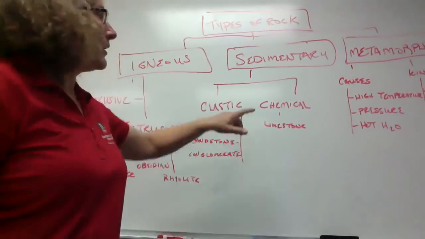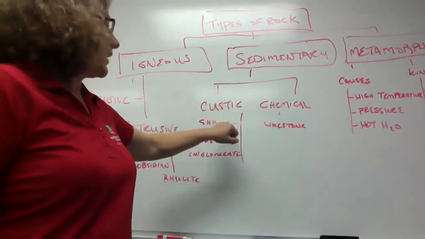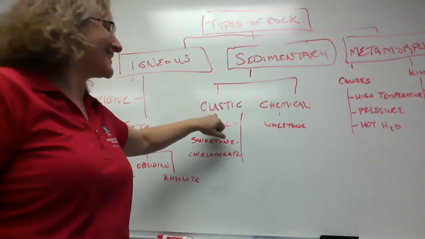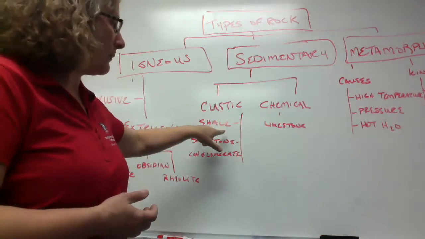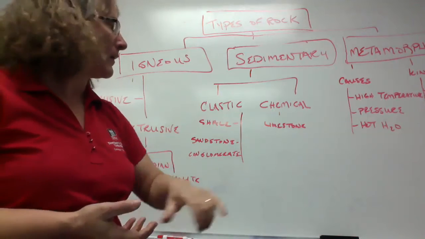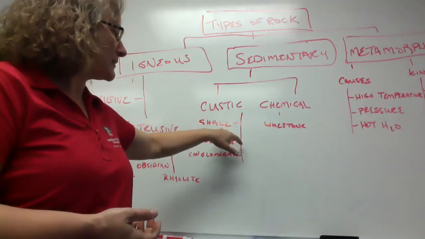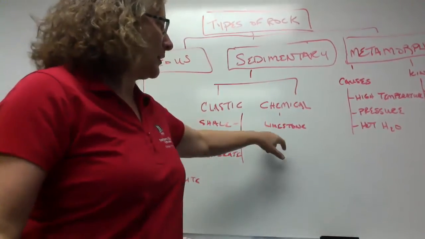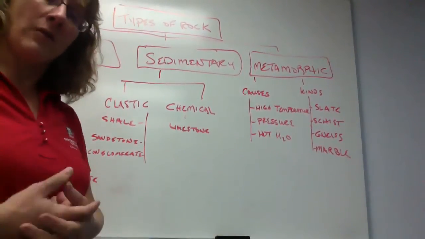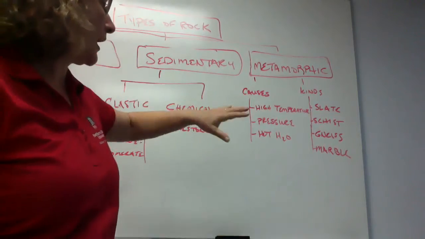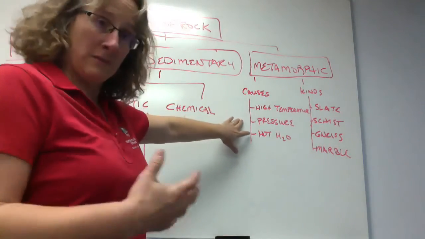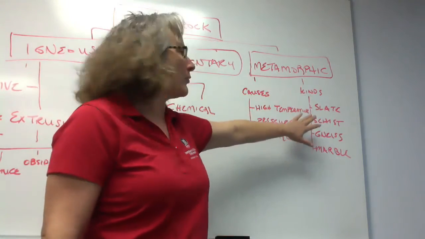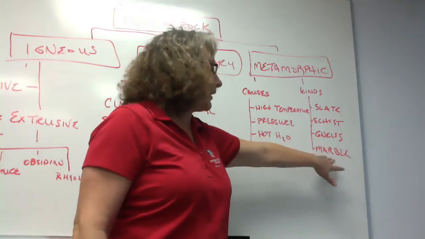They talked about the two primary kinds of sedimentary rock. The clastic kind, like plastic but with a C, is when particles are part of the rock, in small, medium, and large sizes. Chemical is when there is a chemical reaction, primarily limestone. Metamorphic rock, as we know, is based on change and caused by high temperatures, significant pressure, and hot water. The primary kinds of metamorphic are slate, schist, gneiss, and marble.